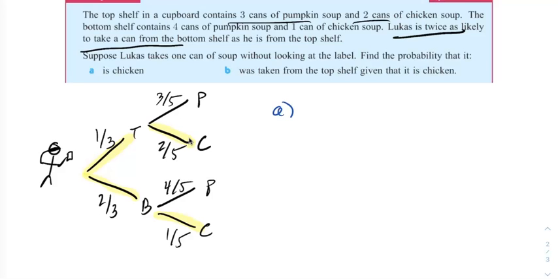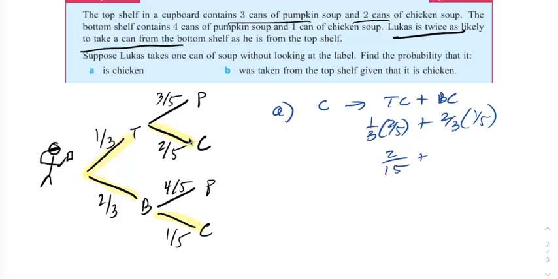So for A, you want chicken. So the way you get chicken is top chicken plus bottom chicken. So it's 1/3 times 2/5 plus 2/3 times 1/5. So I'm going to get 2 out of 15 plus 2 out of 15 to get me 4 out of 15. Ooh, I'm going to do fractions in a second. That was embarrassing.